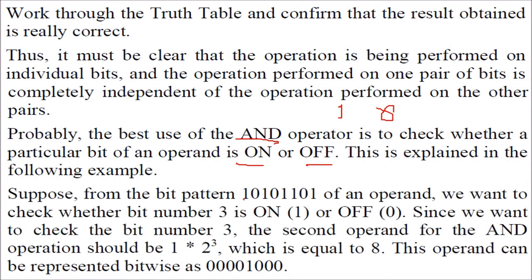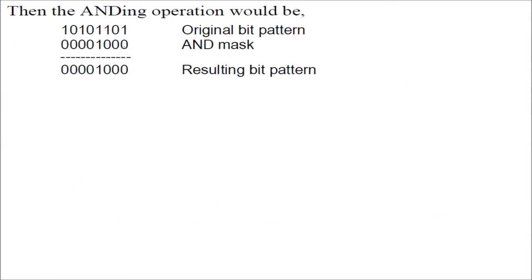For example, you have a bit pattern like this, and we want to check whether bit number 3 is on or off, because we want to check the third bit. So you just have to see which bit is giving you the value 8, that is 2 to the power 3, that is this one. You just have to put this as 1 and all the others as 0, only put 1 here and AND it with this one. This is the AND mask, and we are ANDing with this because this is the third bit we want to check whether it is on or off. So when we AND it, we get 1 here. That means this bit is on.